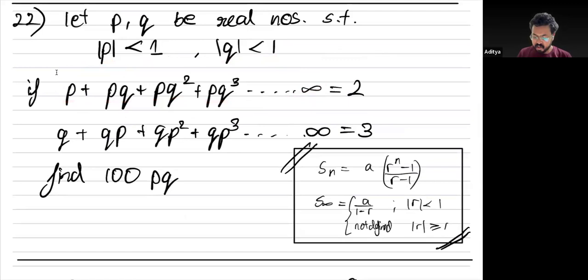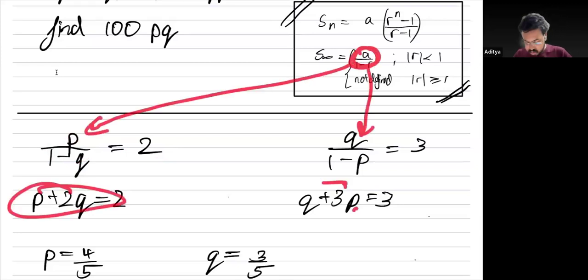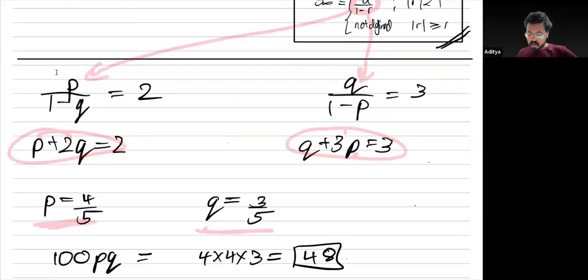So I get two linear equations. Shivam, correct answer. Abhyuday, correct answer. Roshan, not correct. So in the end, you get 48. Okay, I'll solve this question right now.